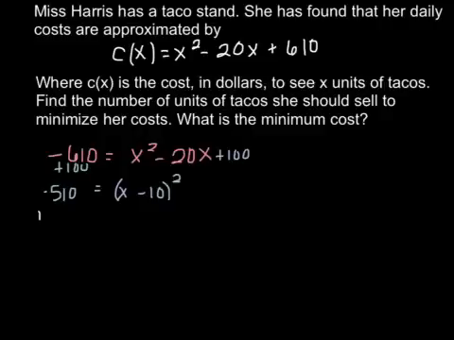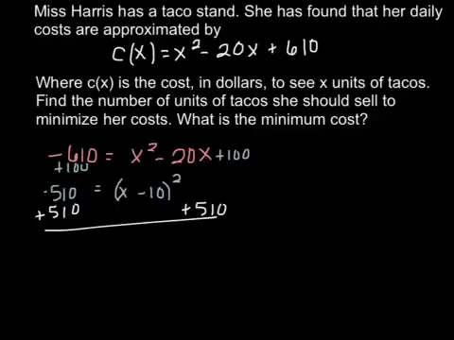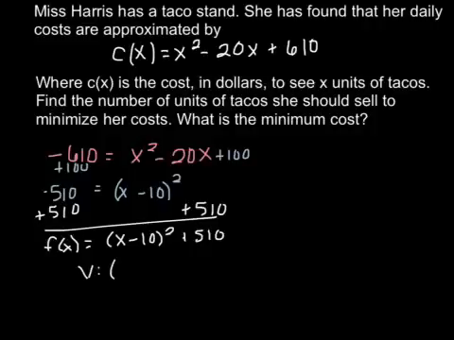The next step, let's add 510 to both sides. And when I do that, I get f of x equals (x minus 10) squared plus 510, which I can say I have a vertex of (10, 510). Well, what does that mean? This is the amount of taco stands she has to sell to make a minimum of $510.